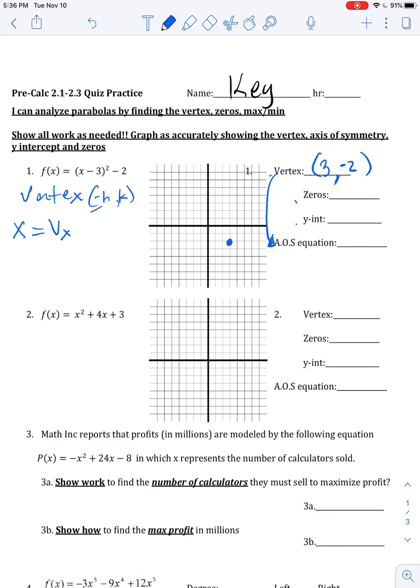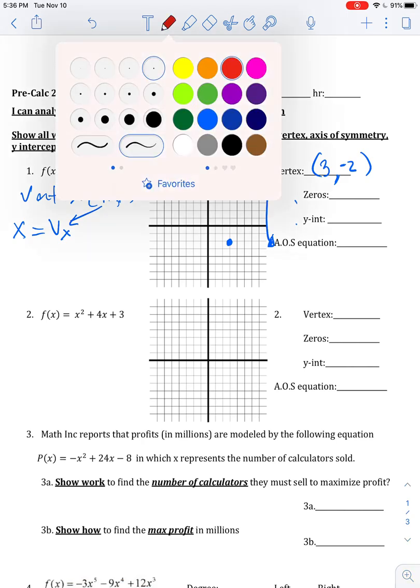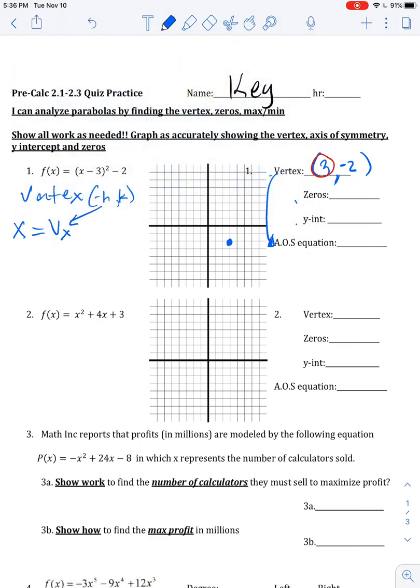Then your axis of symmetry is going to be x equals the x coordinate of the vertex. So in this case, my x coordinate for the vertex is a 3. So when I go to write my axis of symmetry equation, I write it as x equals 3. So again, no math. And then I'm going to draw that in because that's going to be part of what you have on your graph. It's one of the graph features. Okay, go right down the list.